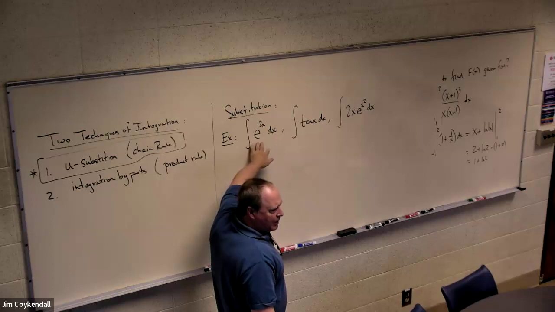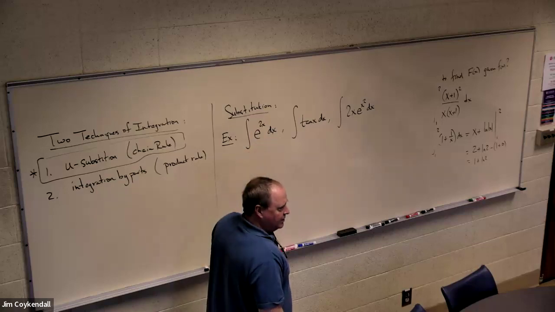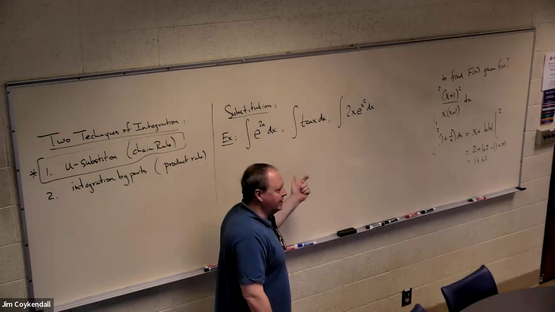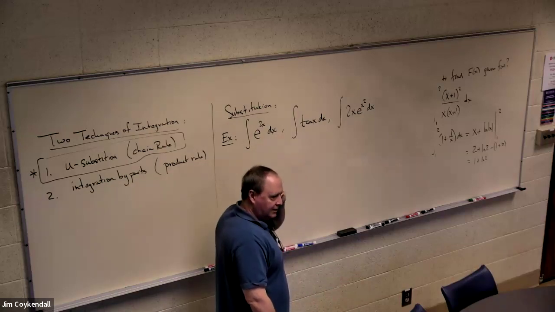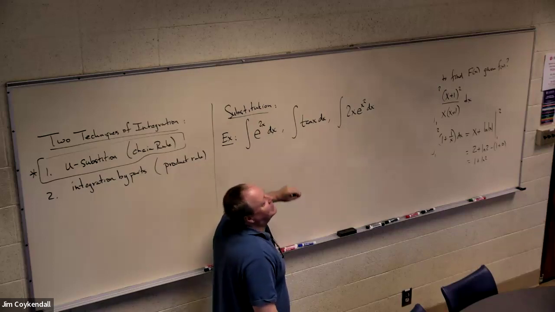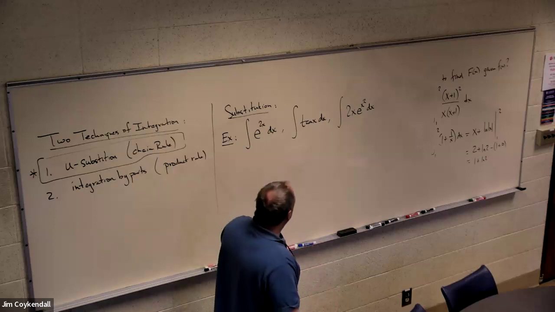But what about e to the 2x? The antiderivative of e to the x is e to the x. Is the antiderivative of e to the 2x e to the 2x? No, it's off a little bit. Because what's the derivative of e to the 2x? Right, it's e to the 2x times 2, so it doesn't quite fit. How do we fix that?